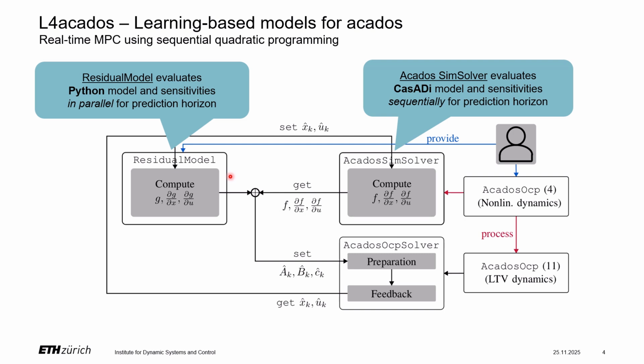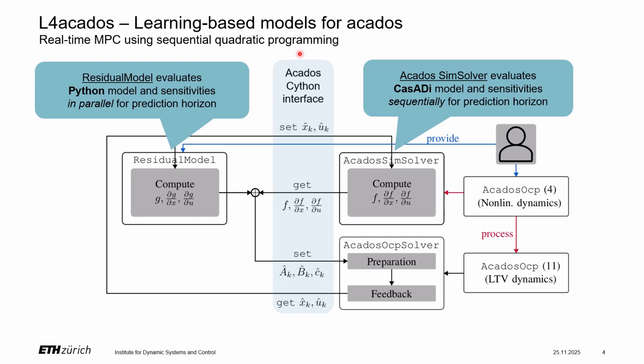Depending on the library used for the residual model, the computation of the sensitivities can be straightforwardly parallelized to speed up the solver for computationally intensive residual model evaluations. Both sensitivity information are combined at a minimal computational overhead using the acados Python interface.